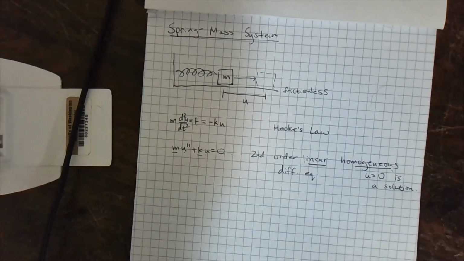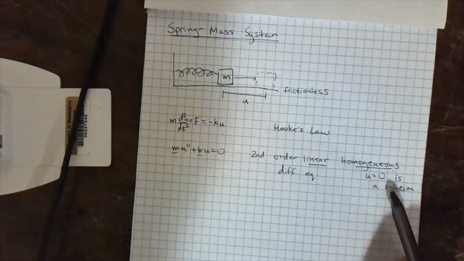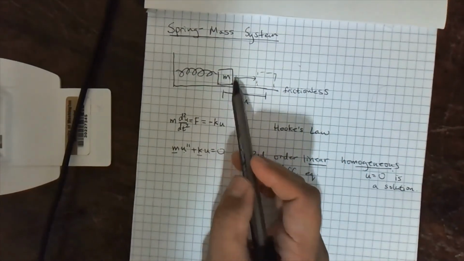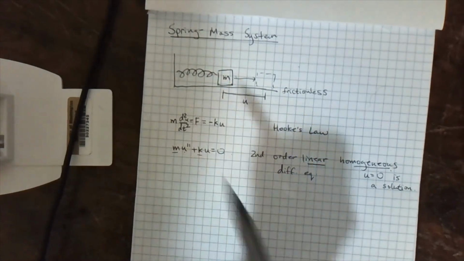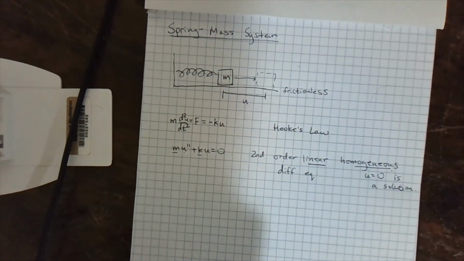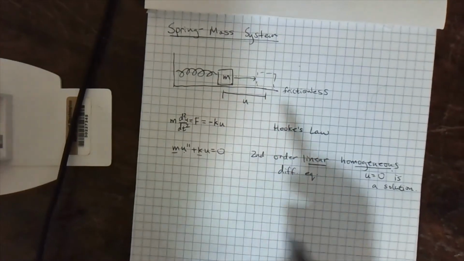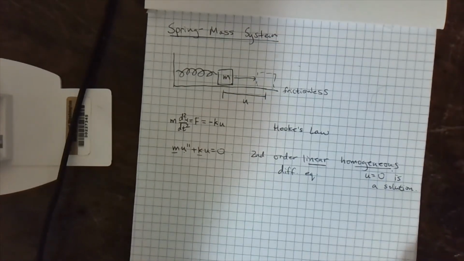And actually we can see that in this system, because what is u equals 0? That's just the mass not moving, so the spring is not stretched or compressed, so nothing's happening. So of course that's a solution in this case.